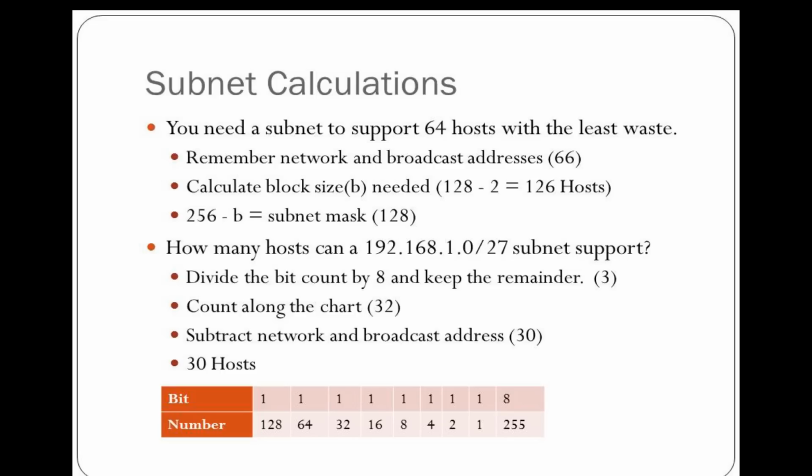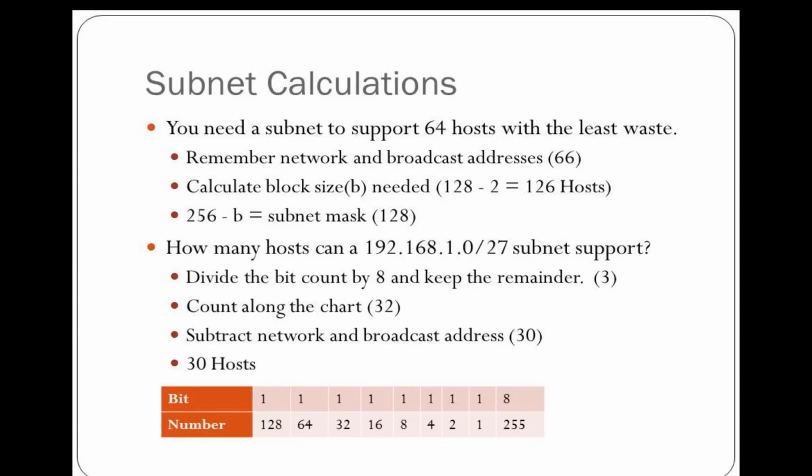Now that we have our minimum block size requirement, we can look at our bit chart and find the smallest value or block size that will be able to support 66 addresses. 128 is the smallest value capable of providing enough IP addresses, so we now have found our block size, which is 128. We then subtract 2 for our network and broadcast addresses and get 126 for our amount of available host addresses. And finally, we need a subnet mask to configure our network interfaces with. So we take 256 minus the block size of 128 and get 128 for our subnet mask.